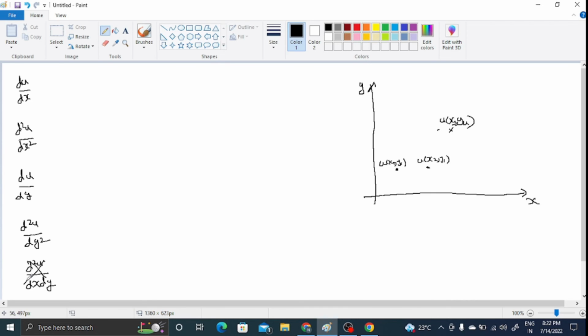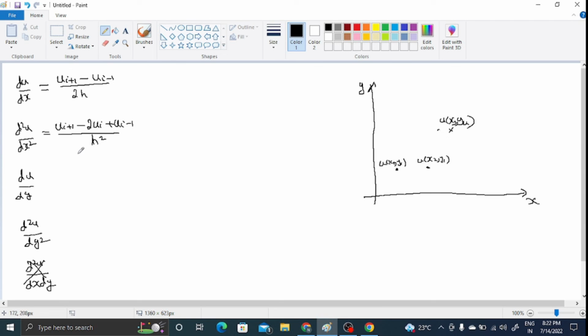We already derived du by dx and d square u by dx square. And what are those representations? du by dx is equal to u i plus 1 minus u i minus 1 divided by 2h. This is the finite difference representation of du by dx. Similarly, we can write d square u by dx square is equal to u i plus 1 minus 2 u i plus u i minus 1 divided by h square.